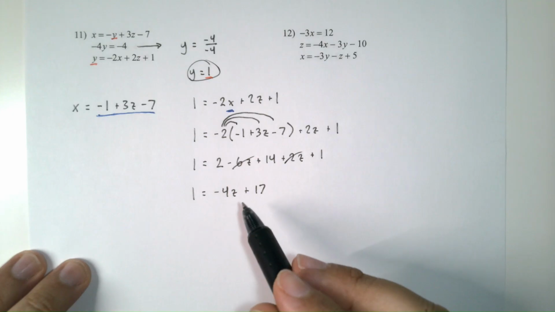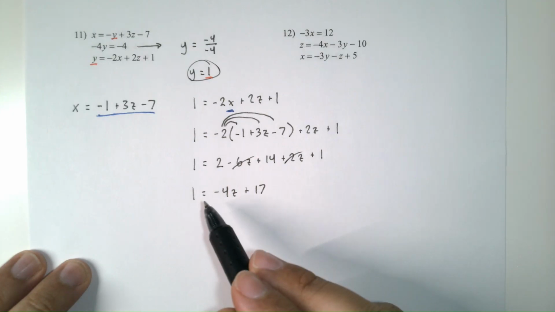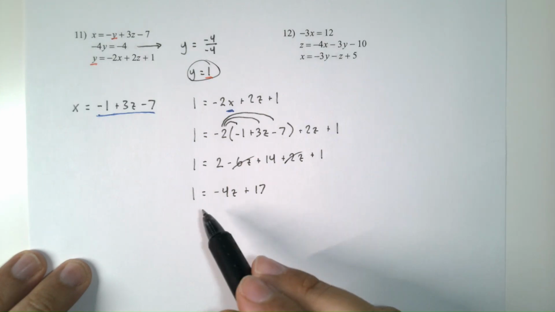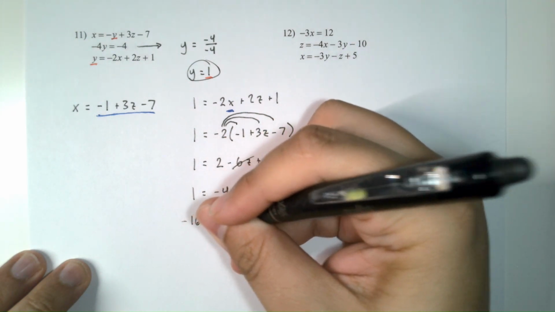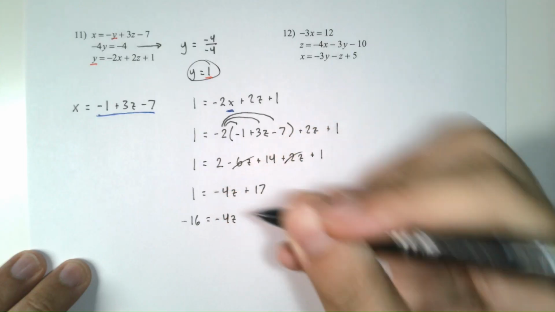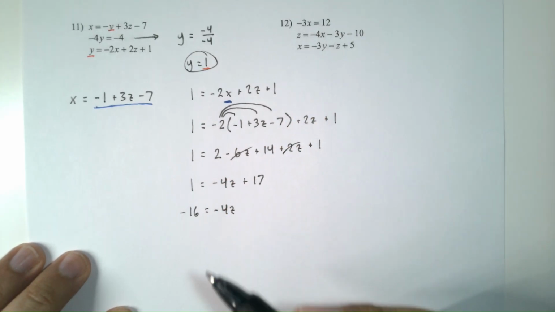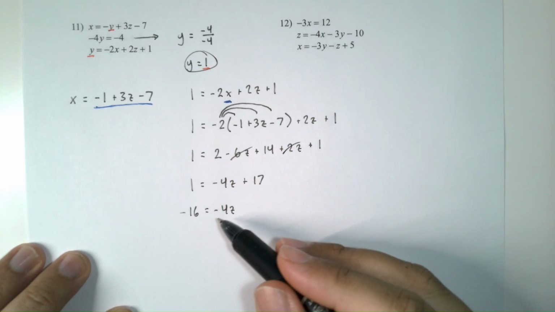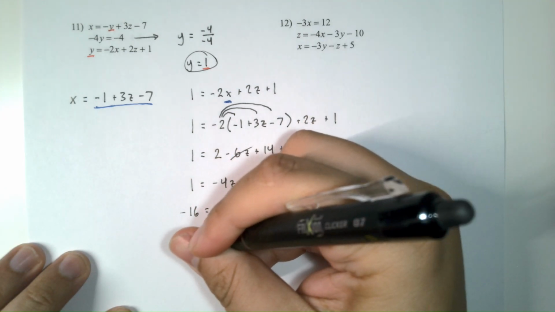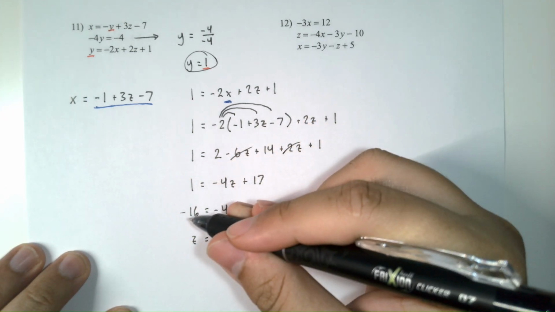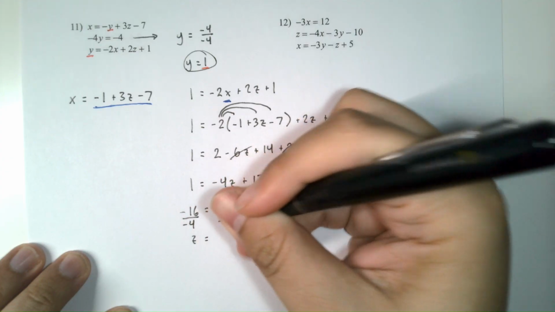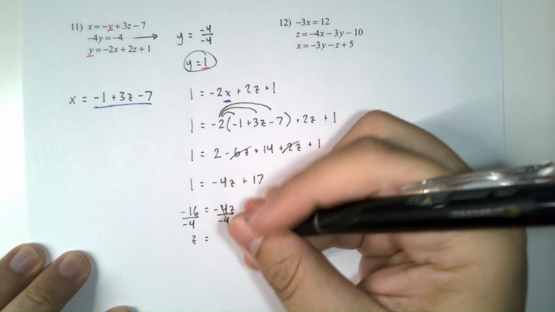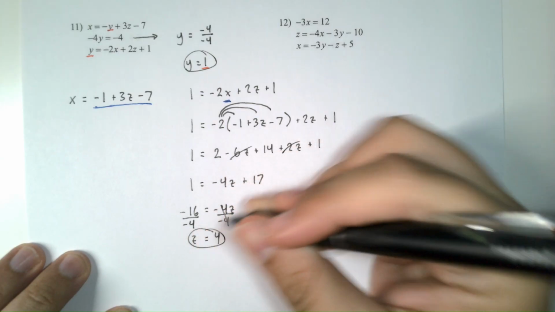Now we're still trying to get z by itself, so let's move this 17 over to the other side. We're going to subtract 17, and if we subtract 17 from 1, that's going to give us negative 16 is equal to negative 4z. And now we can find z by dividing by negative 4 on both sides. That means z is going to be equal to negative 16 divided by negative 4. It cancels, and negative 16 over negative 4 is going to be a positive 4.